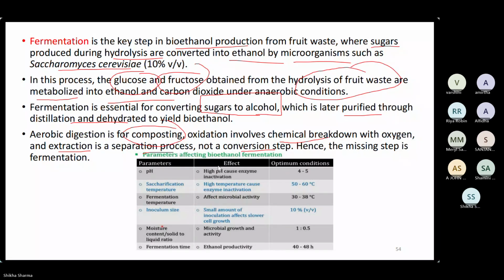So the different parameters like pH, saccharification time, fermentation temperature, inoculum size, moisture content to solid ratio, solid to liquid ratio, and the fermentation time, they all are basically going to affect how much bioethanol is produced in bioethanol fermentation. So all these parameters are going to affect the productivity.